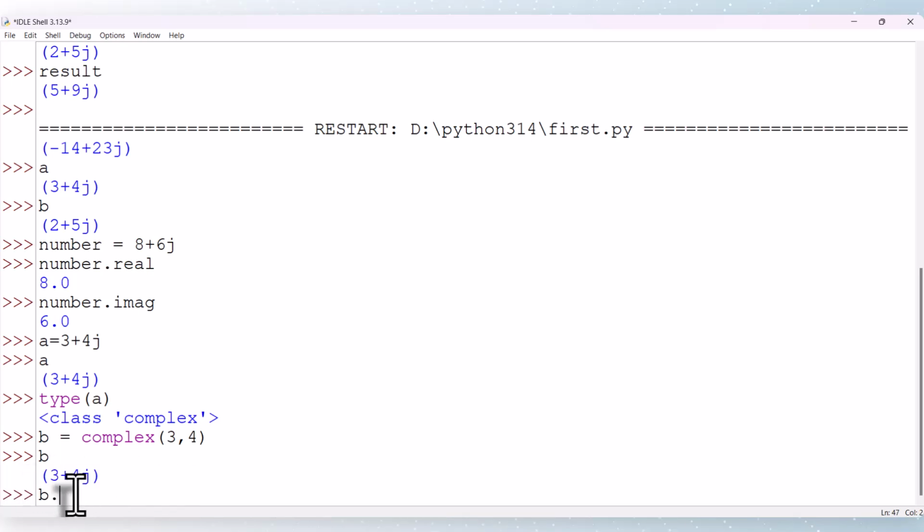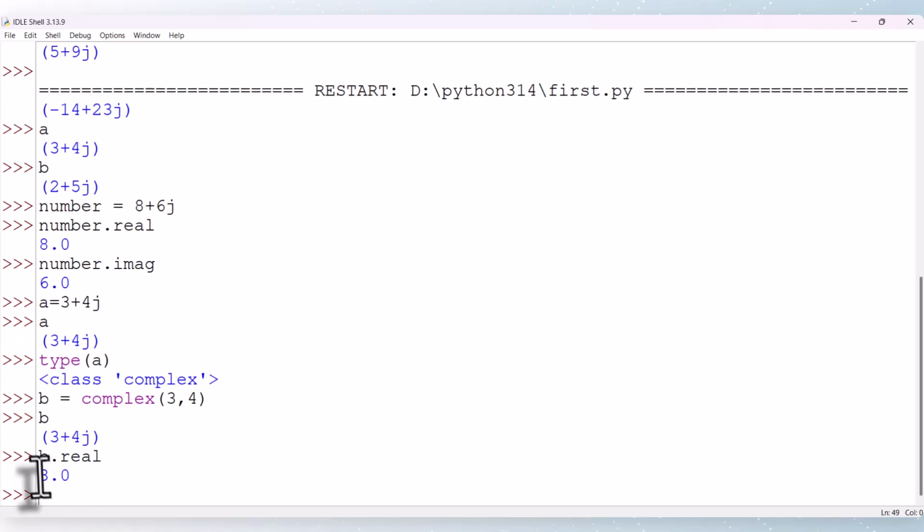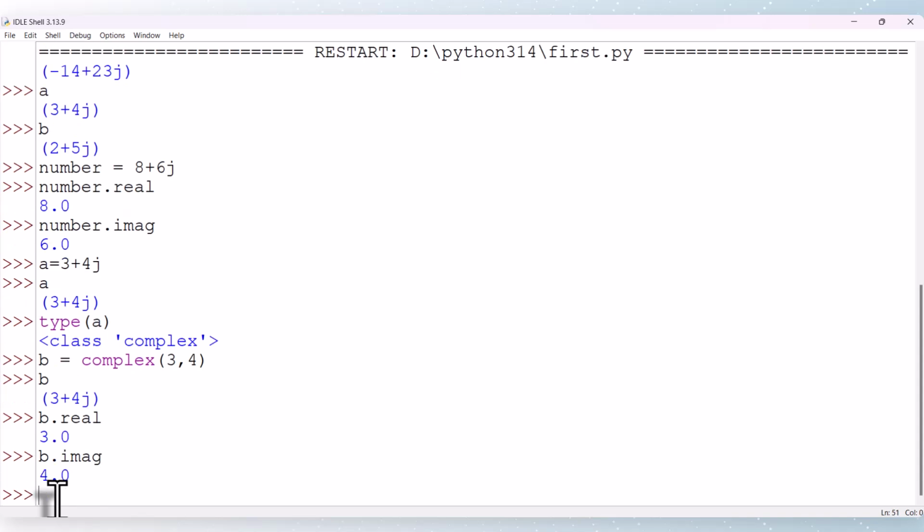So again in this case also, b.real is going to store it as a float value. b.imag is also going to store the value in terms of float only. Okay, so here the complex function is taking two arguments. The first argument is the real part, the second argument is the imaginary part. This is very important here.